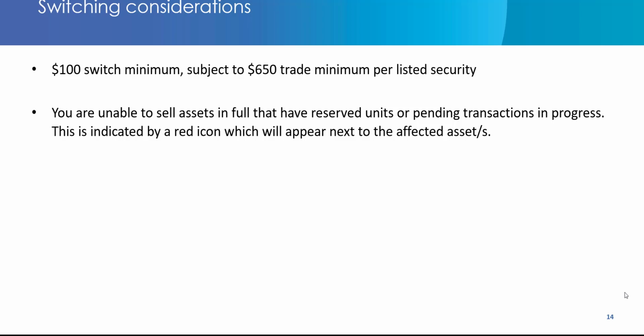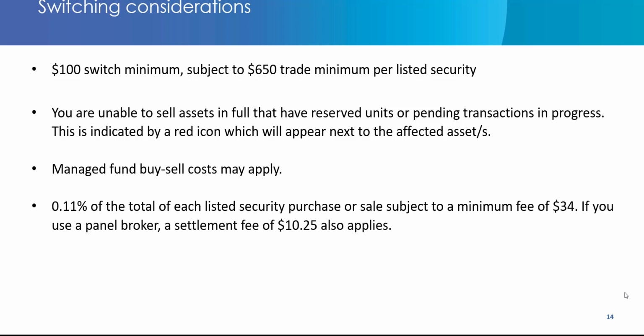You are unable to sell assets in full that have reserve units or pending transactions in progress. And this is indicated by a red icon, which will appear next to the affected investments. Managed funds buy and sell costs may apply, and 0.11% of the total of each listed security purchase is subject to a trade minimum fee of $34. If you use a panel broker, a settlement fee of $10.25 also applies.